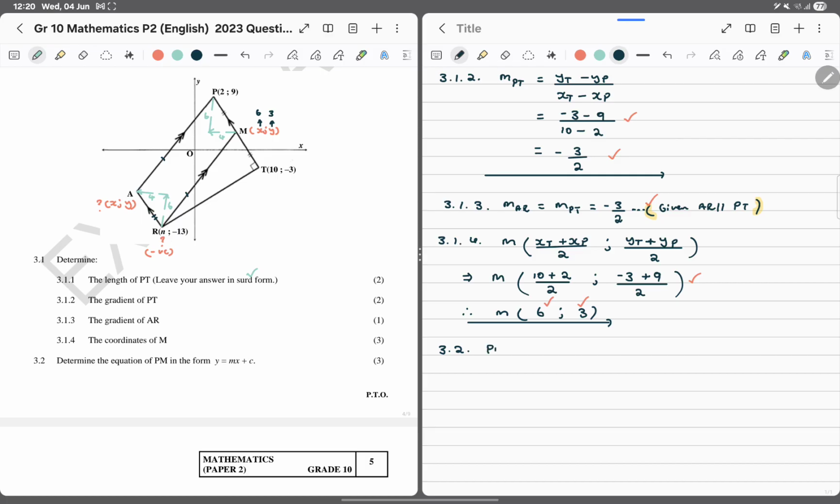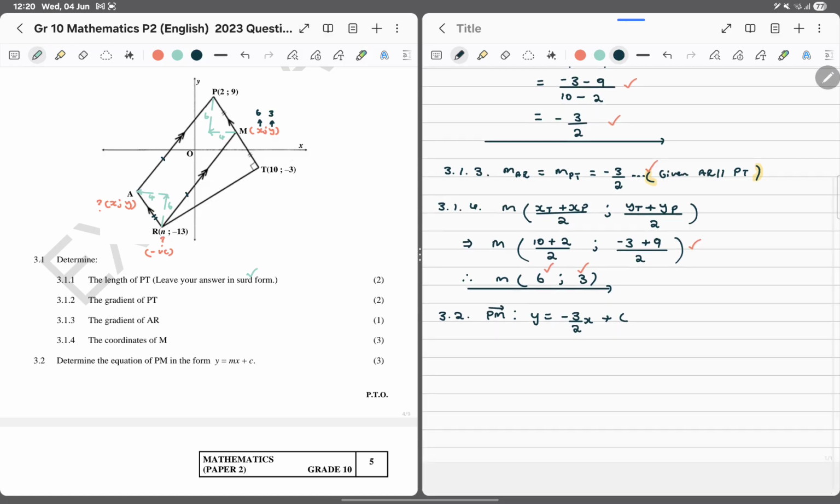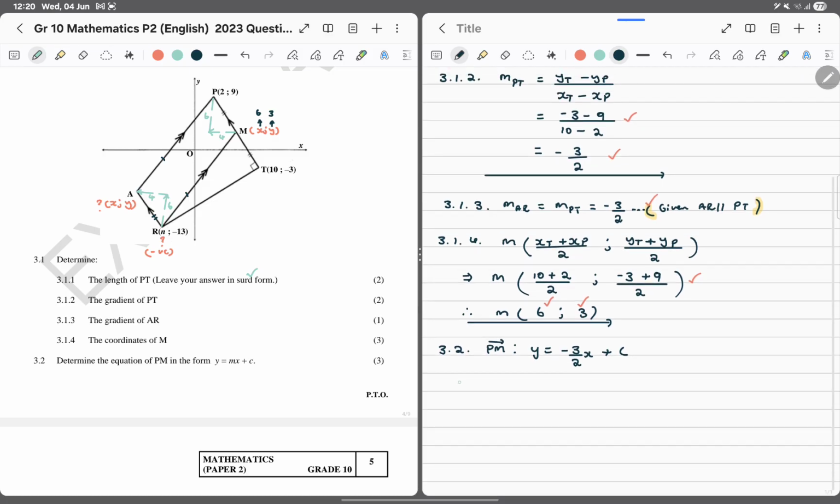So we know that PM as a vector or a line on the Cartesian plane, not just the distance, right, it's going to be y is equal to minus 3 over 2 x plus c, because M and P and T are collinear points, so the gradient between any two is going to be the same. So we then substitute.